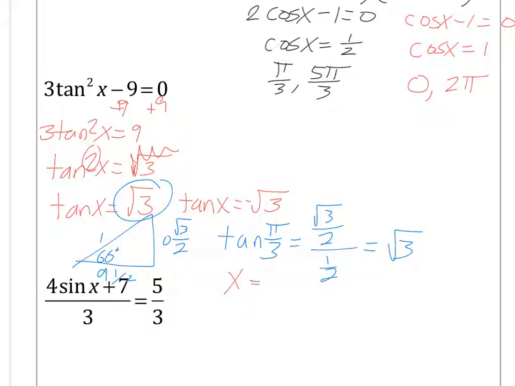That means that x equals pi over 3, x equals 2 pi over 3, x equals 4 pi over 3, and x equals 5 pi over 3. I've got to use all 4 because I have the plus and the minus version of this.